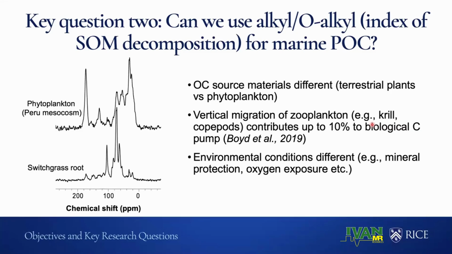However, we know the marine carbon and the terrestrial carbon are very different. First, the organic carbon source materials are very, very different. For example, the left figure shows a representative spectrum of marine phytoplankton and terrestrial plant switchgrass roots. As we can see, they are very different. Switchgrass root is dominated by lignocellulose, where the lignin is unique to the terrestrial plants and the soil organic matter, whereas the phytoplankton is dominated by a large lipid peak, the LQ peak, and the proteins.